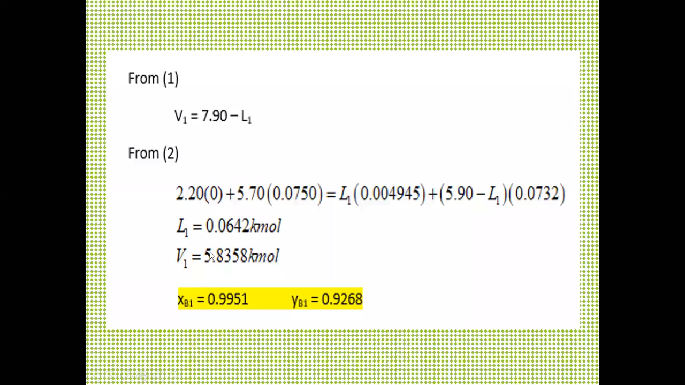So as to the complete answer for this problem, this is your L1, this is your V1, coming from equations 1 and 2 solved simultaneously. And these two just came from the subtraction of the value of XA1 and YA1 from 1, because we only have the two component system. So these two are the mole fractions of B in your two component system. In here, your B in the X is your water. And in your Y, your B is your air.